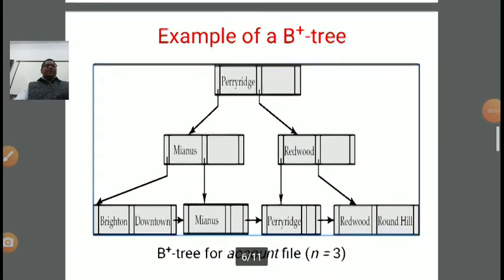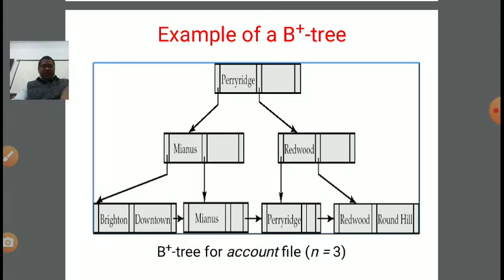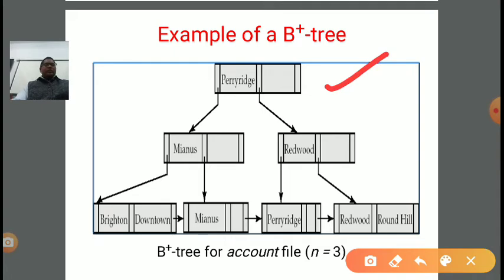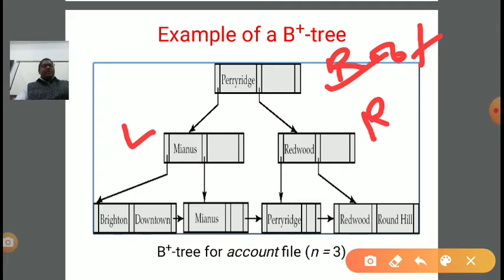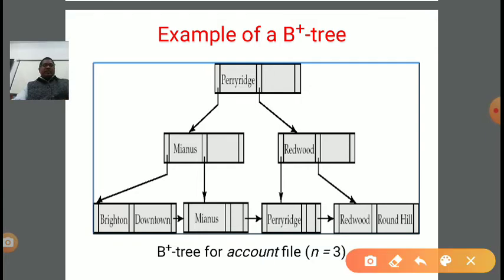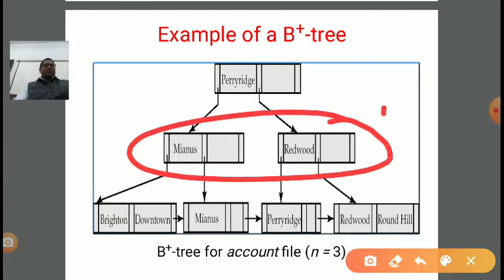Next, an example of a B plus tree is shown here. Step by step we will be learning. If you see the root node, the value is Paris. Paris's left pointer is pointing to Manus, and the right pointer is pointing to Redwood. Two pointers are there. The first one is the root, and this is the left and this is the right, and both the left and right are non-leaf nodes.